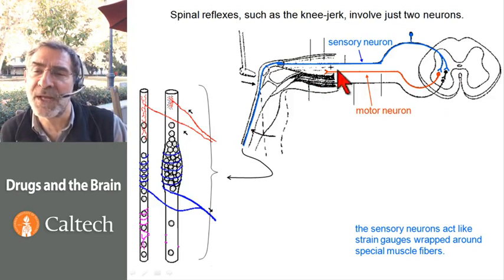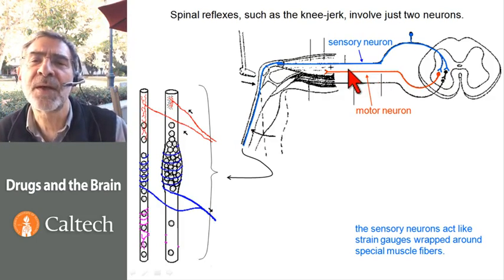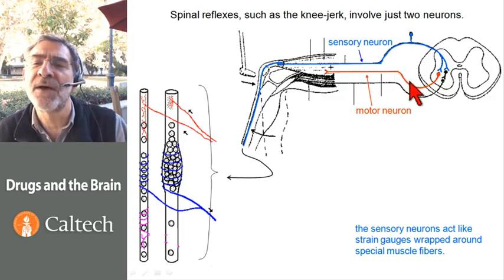Actually, there's a very interesting additional pathway which inhibits the opposite muscles. So if the leg is extending when the knee jerk takes place, there's also inhibition of the flexor muscles.